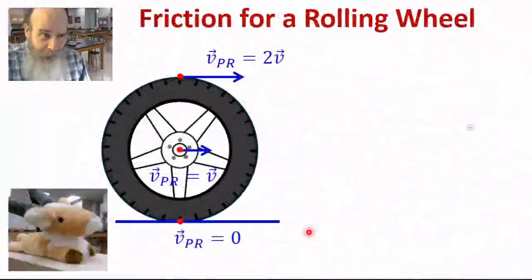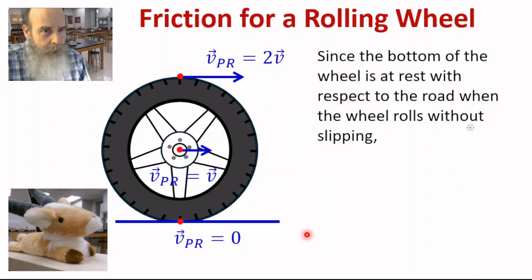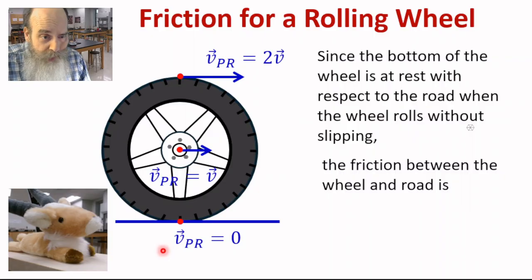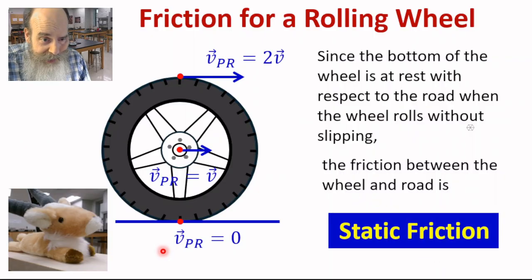That was exciting because now we're going to find out what is the friction for a rolling wheel. Since the bottom of the wheel is at rest with respect to the road, when the wheel rolls without slipping, right here, VPR equals 0, the friction between the wheel and road is static friction.